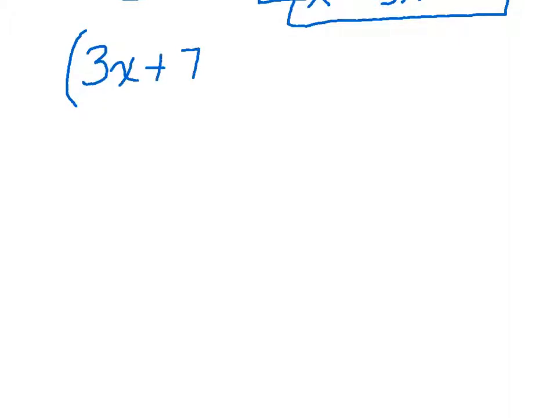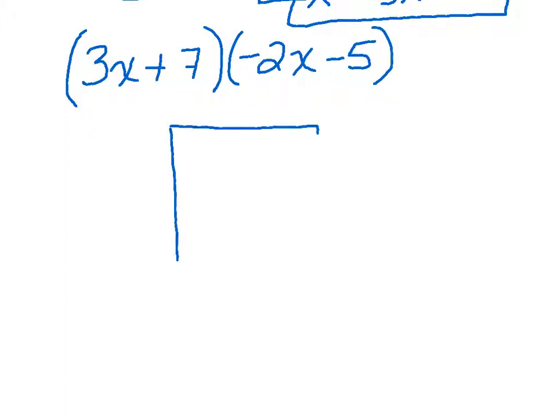3x plus 7 times x. Actually, I said I was going to put a number there, so that's what I'm going to do. We'll do negative 2x minus 5. Alright. Write that down, hit the pause button, and again, you just want a 2x2 box. Take your time. Not going to do anything different than what you just did on the last two examples. So hit that pause button and give it a whirl.